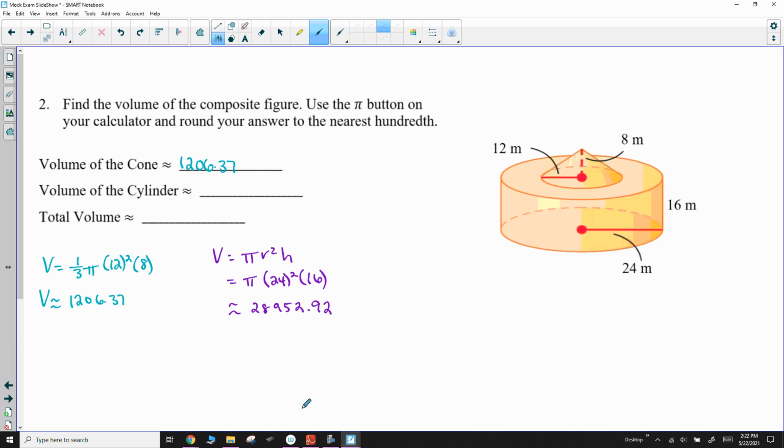Listen, if you are using a TI or Inspire on the exam and you get freaked out about this, call me over. I'll help you with this part. Or just, it'll be fine.